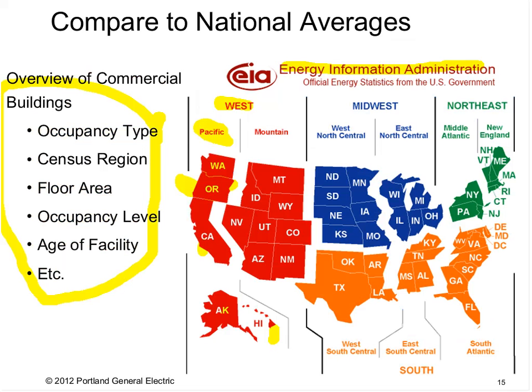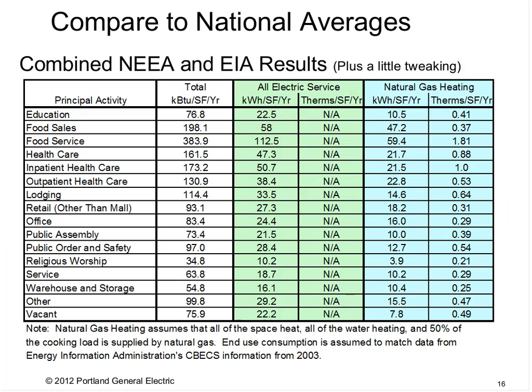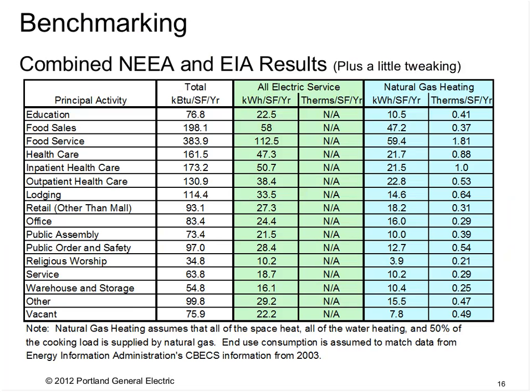And so you can't just take this information. You've got to think about, okay, how does a facility in Oregon differ from its neighbors? That's mainly going to be weather, but it's also going to be related to the energy code requirements of the area that you're looking at. So rather than having you do all that research yourself, we've taken the numbers and squashed them together. We've combined the NEEA and EIA results here.